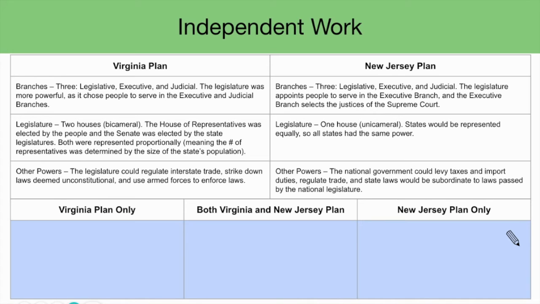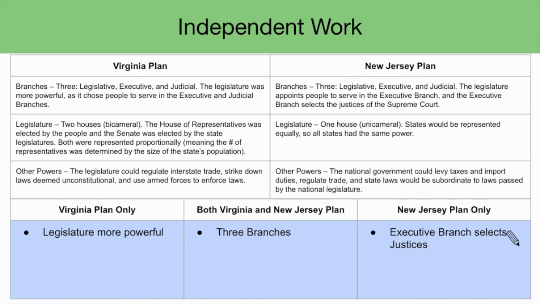In the Virginia plan, the legislature was more powerful. In the New Jersey plan, one difference I notice is that the executive branch selects justices of the Supreme Court. I'll pause now to record my thinking in the graphic organizer. Now that I have my thoughts visible in my graphic organizer, I'll move on to the next row.